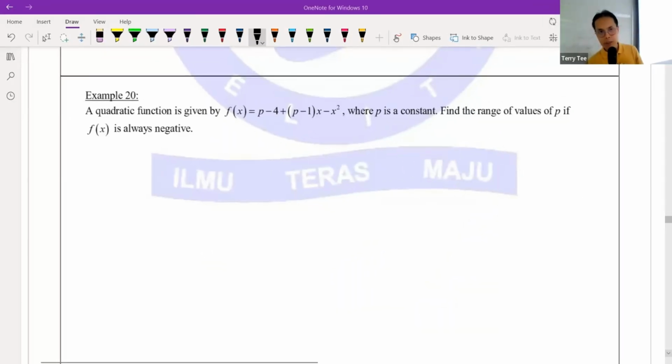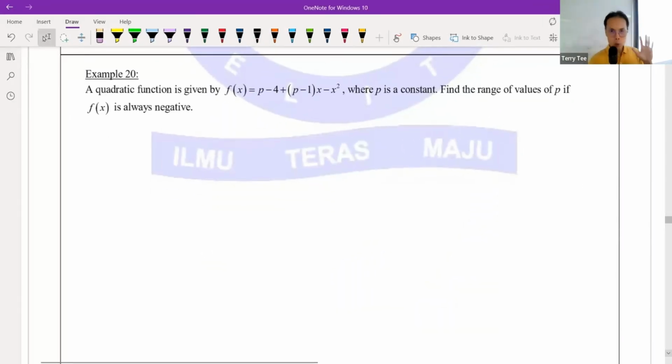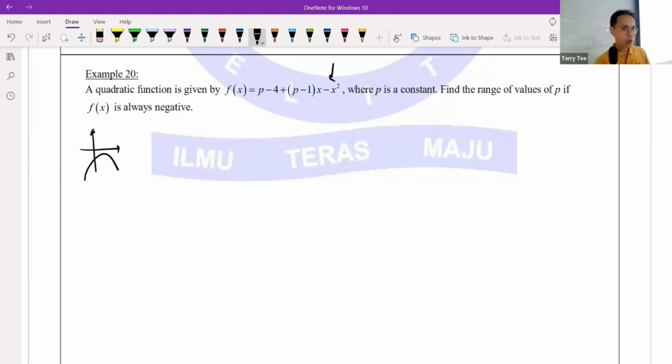Okay, remember I talked about always negative just now, right? You can see your a is negative. So, the whole graph will lie below the x-axis.